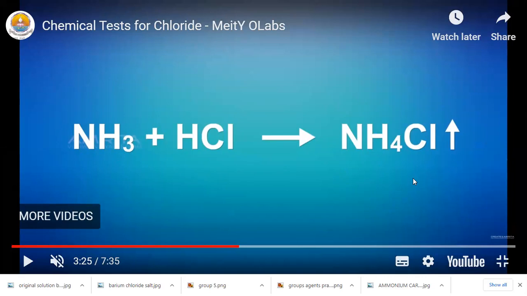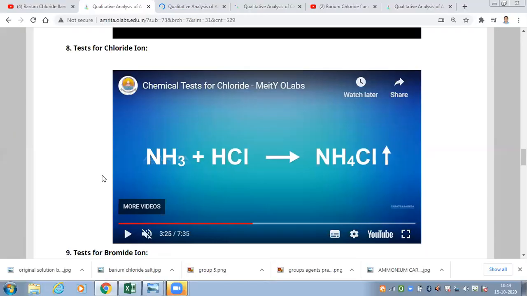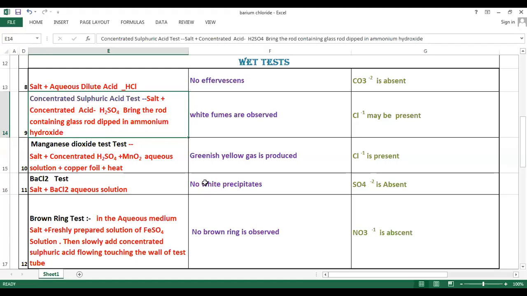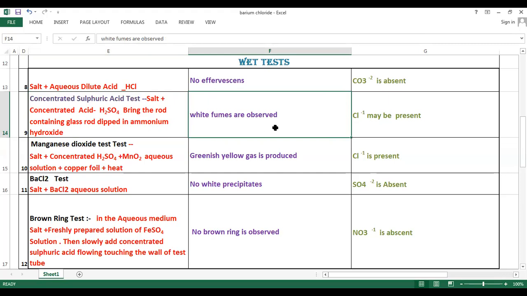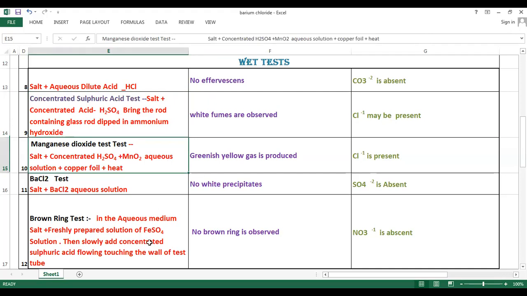And from this observation, we conclude that the salt must have Cl minus present in it, and that is why it produces HCl gas. So this is how, my dear students, we come to the conclusion that there is a chloride ion, Cl minus ion, present in the salt. Let's have a look at the test. Concentrated sulfuric acid test: salt plus concentrated sulfuric acid. Bring the glass rod dipped in ammonium hydroxide. White fumes are observed, and as the white fumes are observed, we can conclude that Cl minus may be present.